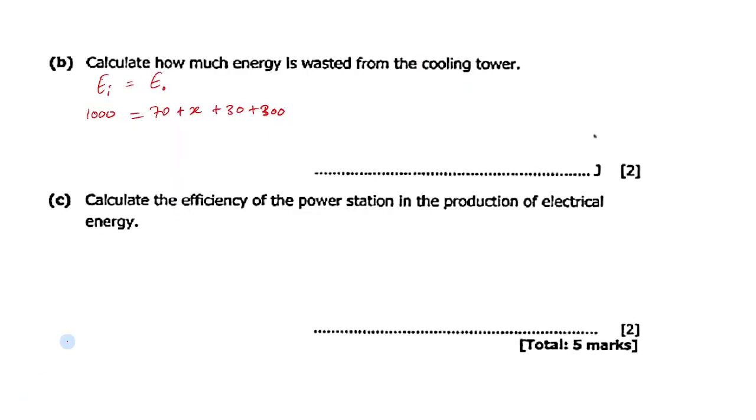So 1000 is equal to, we add 30 plus 300, which is 330, plus 70, which is 400. So we'll have 400 plus x, the energy wasted. Collecting like terms, x is going to be 1000 minus 400, which is 600 joules. So this is the energy which was wasted, 600 joules.